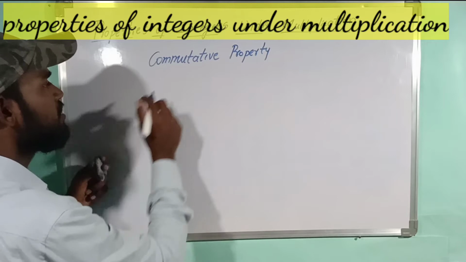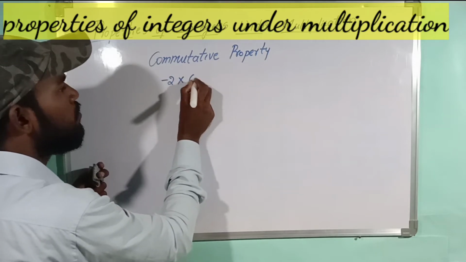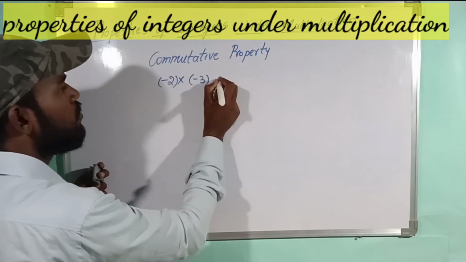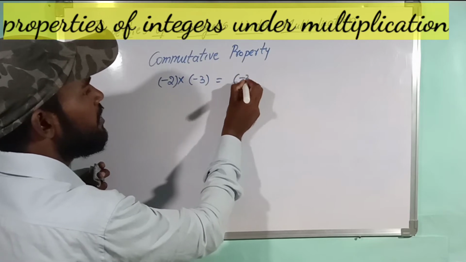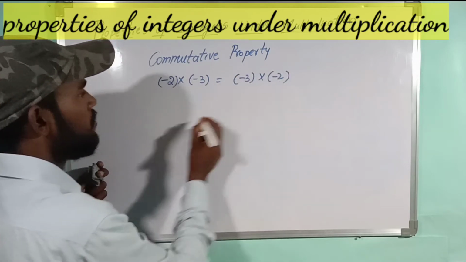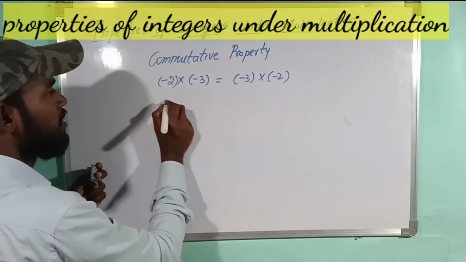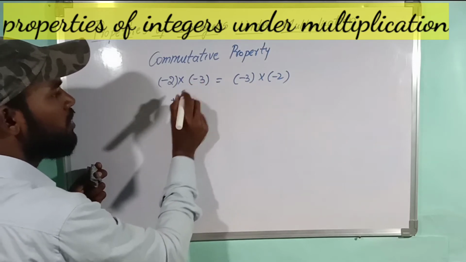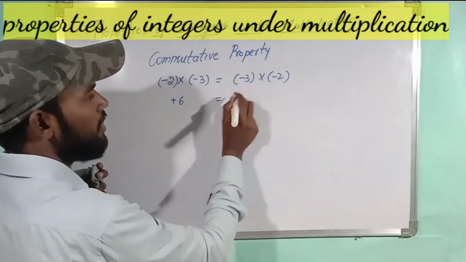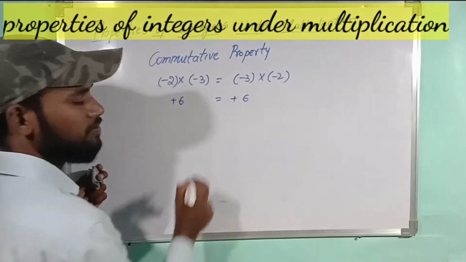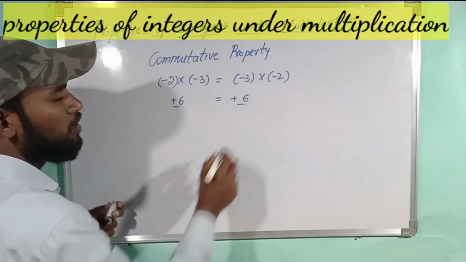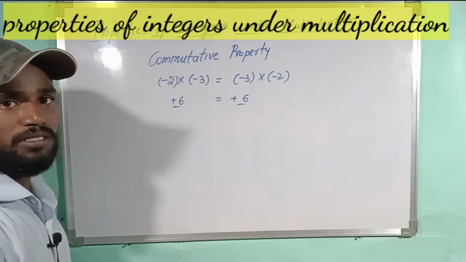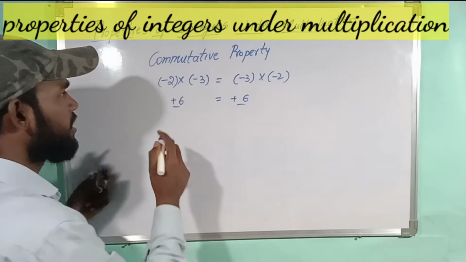Take any two integers. Minus 2 into minus 3 is equal to minus 3 into minus 2. So minus 2 into minus 3: minus into minus is plus, 2 into 3 is 6. Minus 3 into minus 2: minus into minus is plus, 3 into 2 is 6. So here both the products are the same. LHS equals RHS.